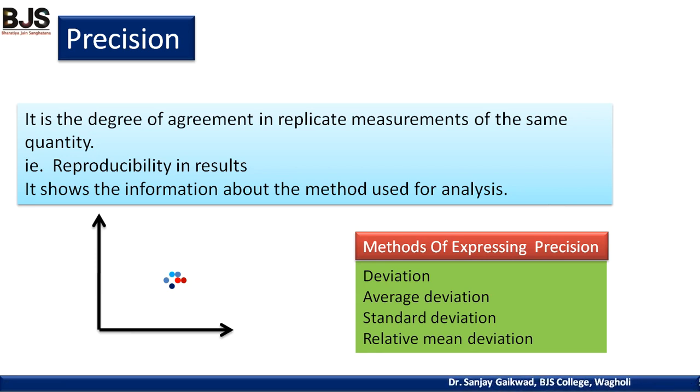Now it is the degree of agreement in replicate measurement of the same quantity. It means we have reproducibility in the result. We have to do the experiment a number of times, and we can see or compare the results of the experiment.